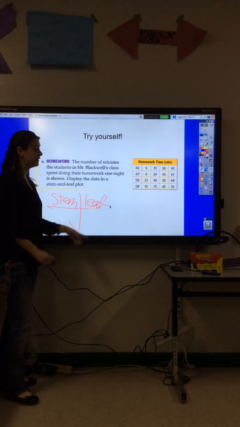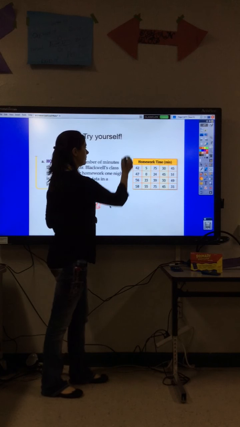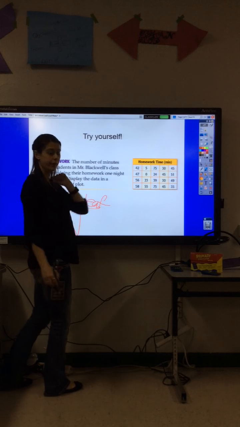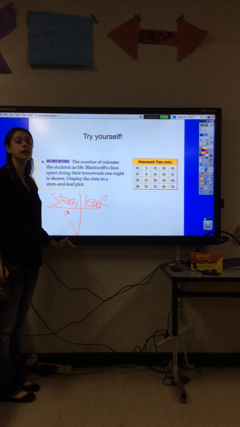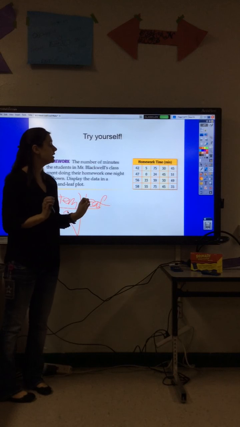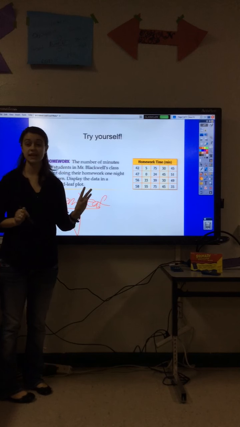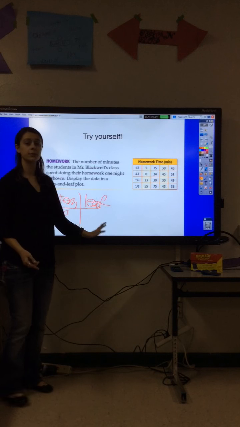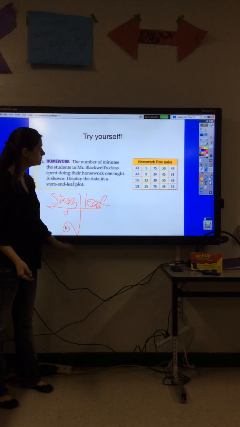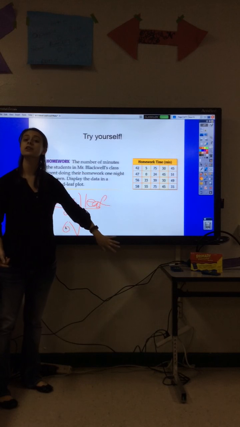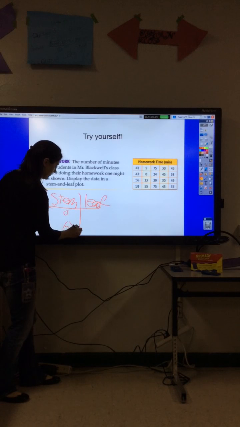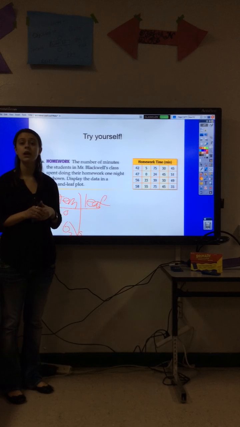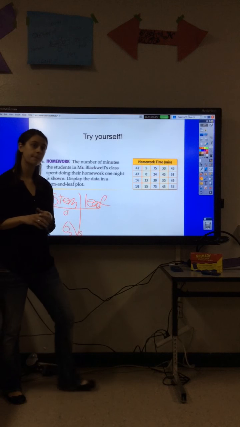Now, let's say I have to have a 0 because I have a 5 and a 0. But I have to have every number in between. If you notice, nothing starts with a 6. So I would still have a 6, but right here on the leaf, I'll leave it blank and then move on to the 7s with 75. So a 7 with a 5 down there. All right, so go ahead, pause the video, and try this problem on your own.